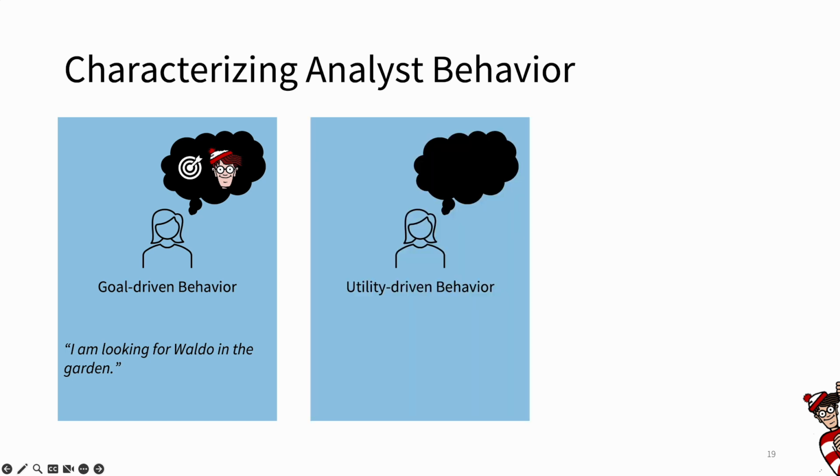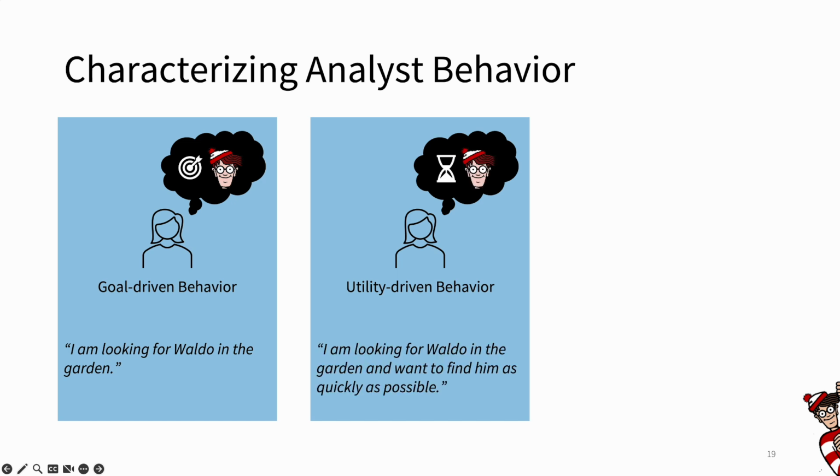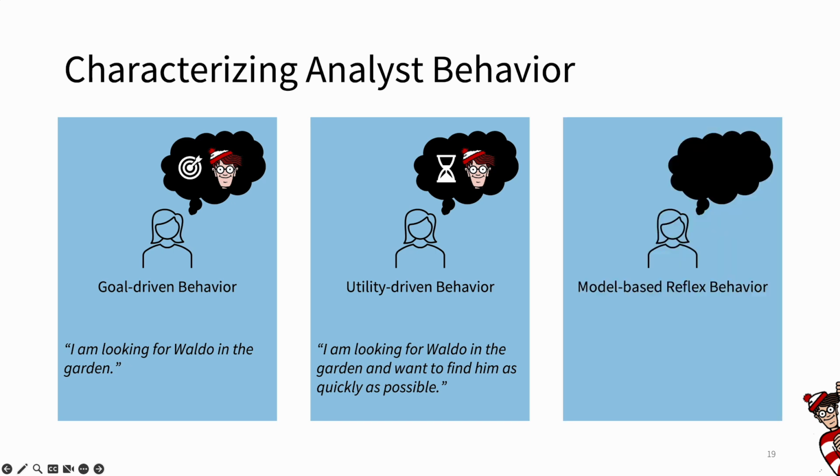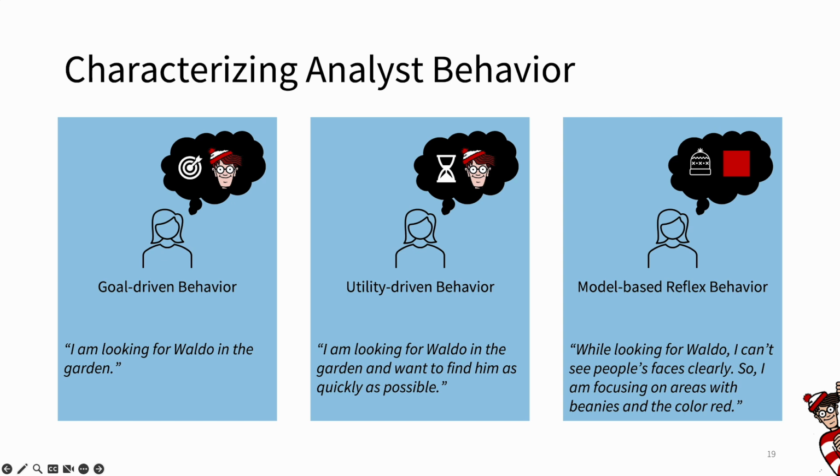In the utility-driven behavior, the player acts a bit differently because they want to find Waldo as quickly as possible, assuming their utility is defined to be a function of time and target identification. And lastly, in the model-based reflex behavior, the player might be using some mental heuristics while searching for Waldo. For instance, they may be looking for people wearing beanies at the parts of the map that contain the color red. We assert that when characterizing analyst behavior, these options are not necessarily mutually exclusive, since a user may exhibit multiple behaviors at once.